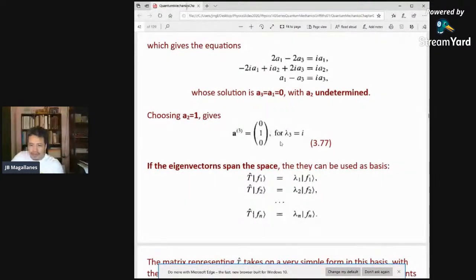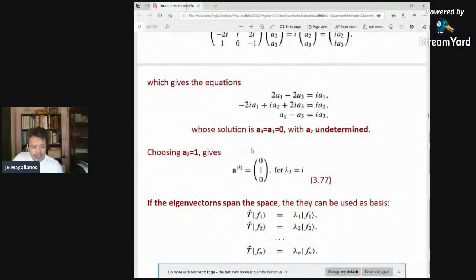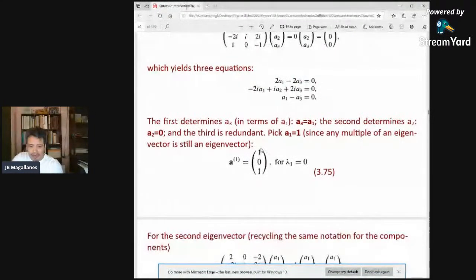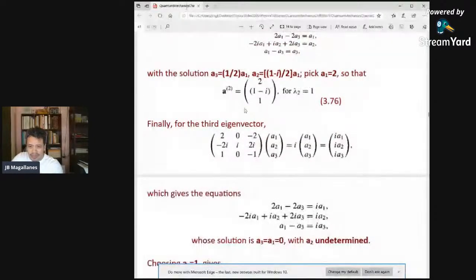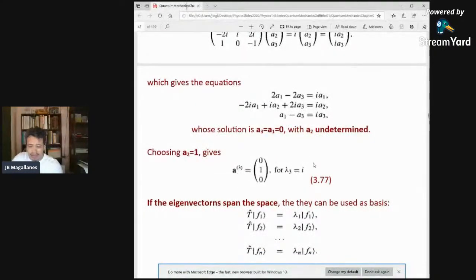This is for lambda equals i, the eigenvalue i. So for each eigenvalue, 0, 1, and i, you have 3 eigenvectors. These are the eigenvectors for eigenvalue 0, and this is the eigenvector for eigenvalue 1, and this is the eigenvector for eigenvalue i. So there are 3 eigenvalues, and there are 3 different eigenvectors corresponding to each eigenvalue. So you can find that.